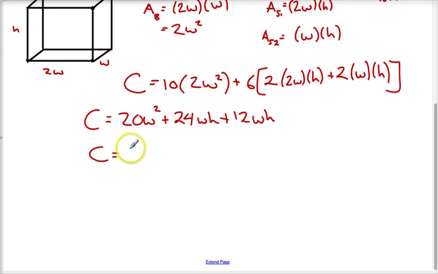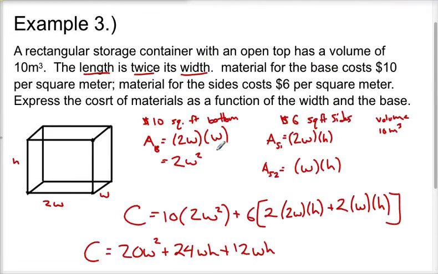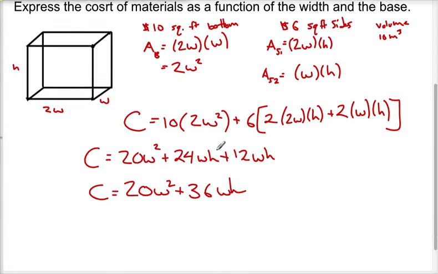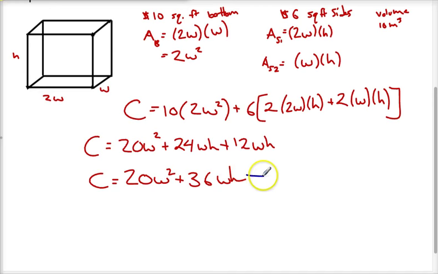So you get C is equal to 20w squared plus, this looks like 36wh. Now, we're almost there, but the problem with this is that we want to express the function in terms of the width and the cost. So what I don't want is I don't want to have this h variable in my function. I don't want it, so I need to get rid of it. And the only way that I can get rid of it is using the last bit of information that I haven't talked about yet, which is the volume.